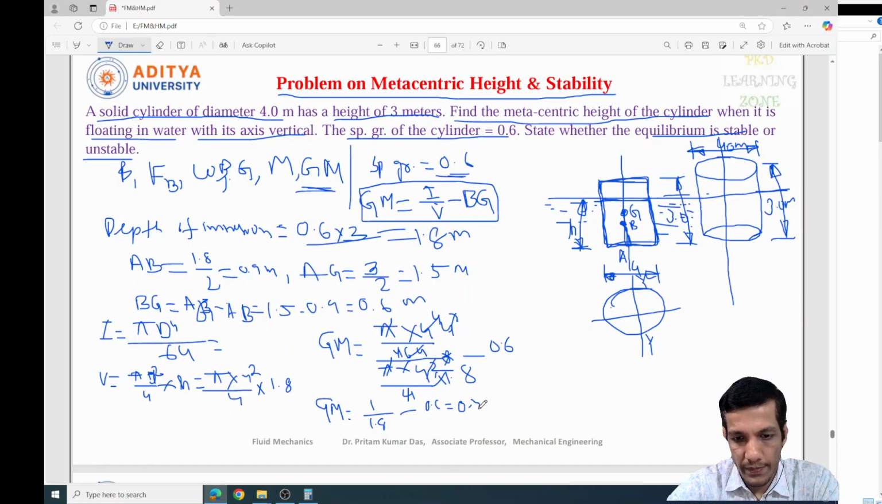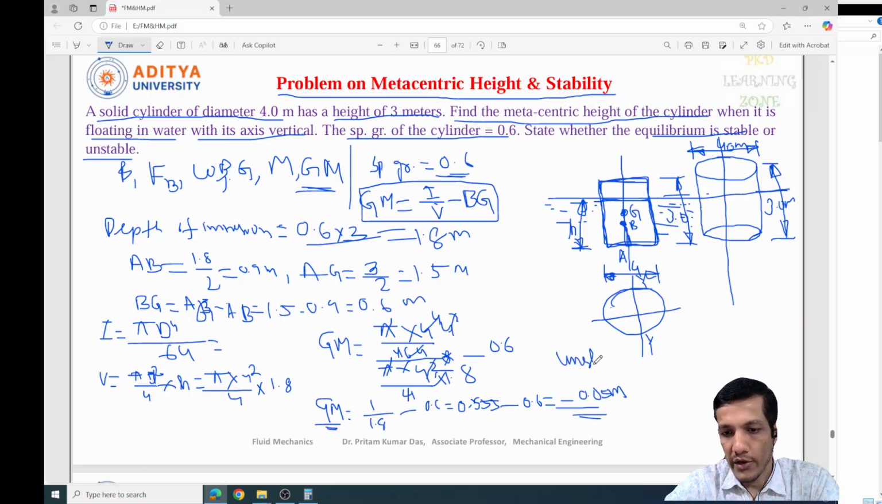Okay, then 0.555 something, minus 0.6. So it will give you the value of minus 0.05 meter. So here the GM value, the metacentric height, we are getting as a negative value. This negative value actually indicates that the body is in an unstable condition. So we can write the body is in an unstable condition because the metacentric height we got here is a negative value. Okay. So this is the procedure to solve the problem related to the metacentric height and how to identify its stability.